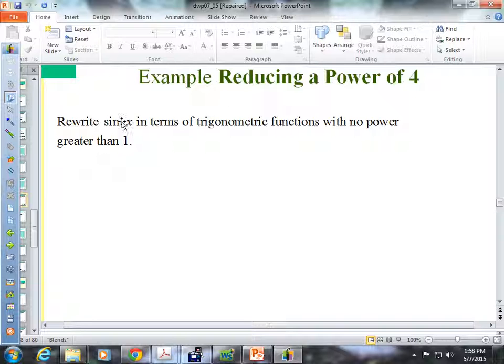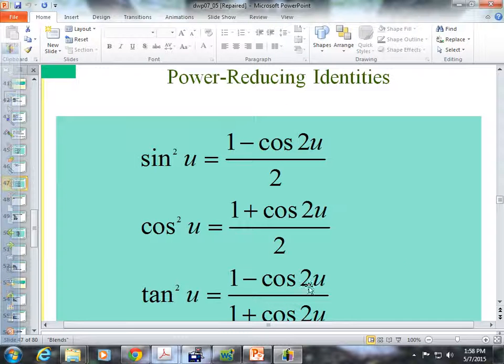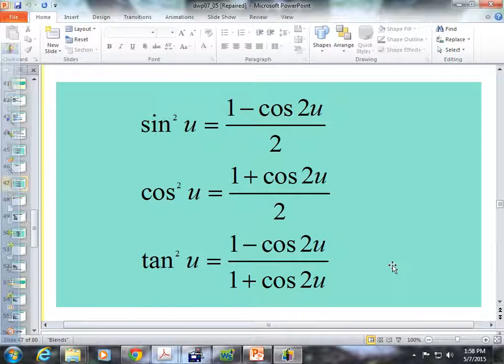No? Okay. So this one here is using a power reducer. Let me quickly refresh you on the power reducers. Sine squared is 1 minus cosine 2u divided by 2. Cosine squared is 1 plus cosine 2u over 2. And then tangent squared is the sine divided by the cosine. The 2's knock out, so it's 1 minus over 1 plus cosine 2u's. Very, very similar to the half angle identities.